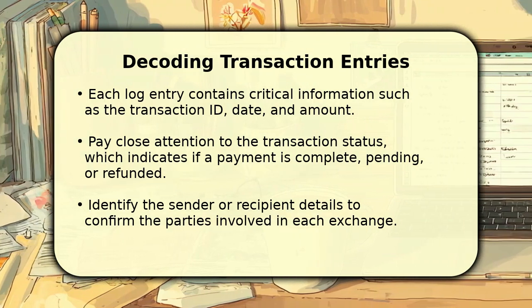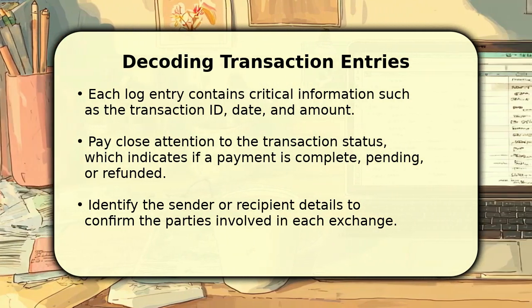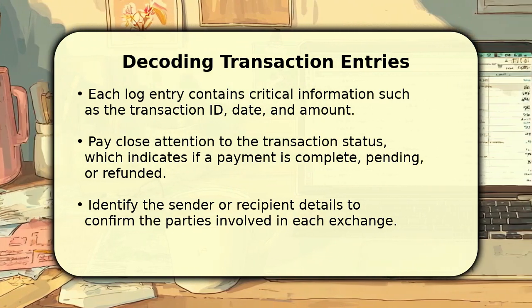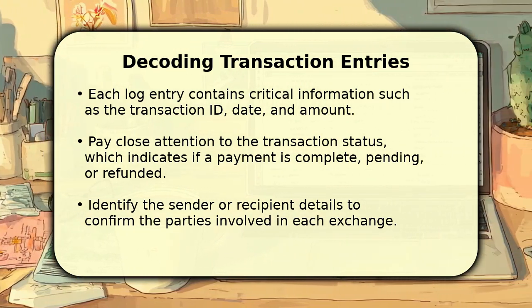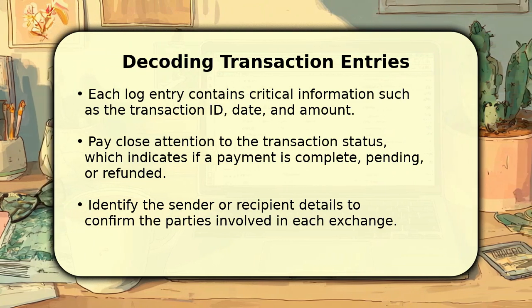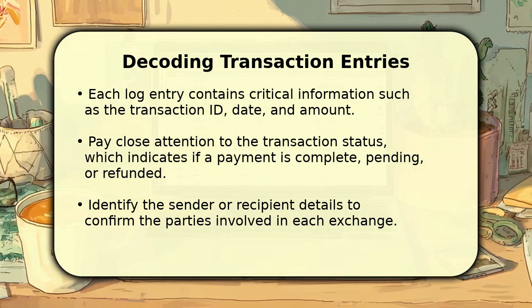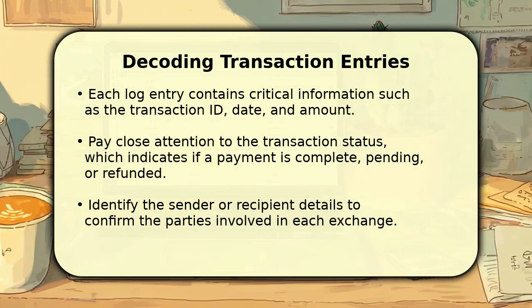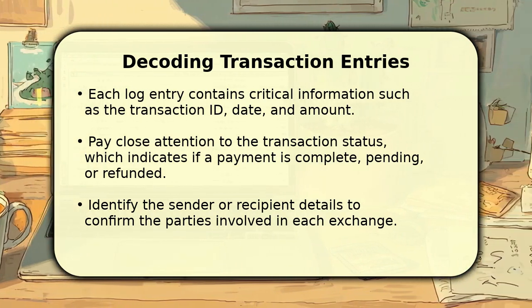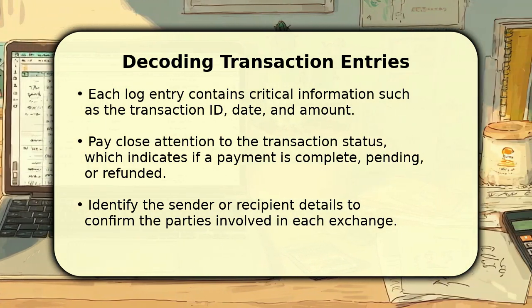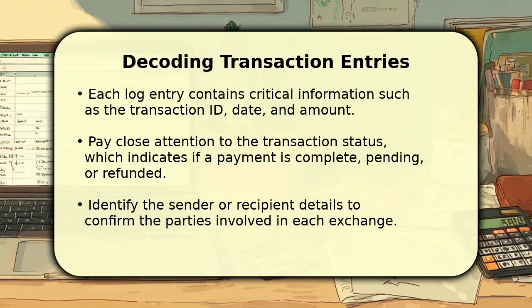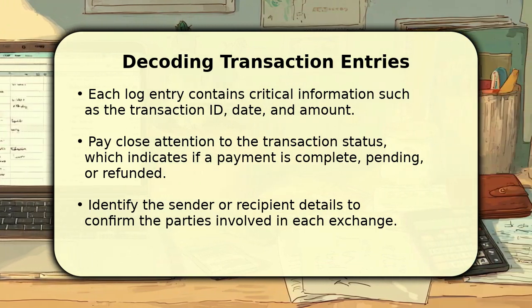Each entry displays a unique transaction identification number, the exact date and time of the event, and the precise amount involved. Furthermore, the transaction status, such as completed, pending, or refunded, provides immediate insight into the payment's current standing. Carefully reviewing these elements ensures you grasp the full context of every financial movement.